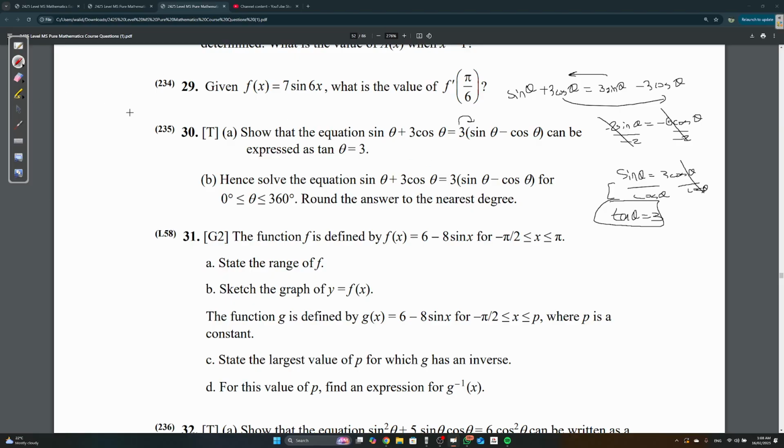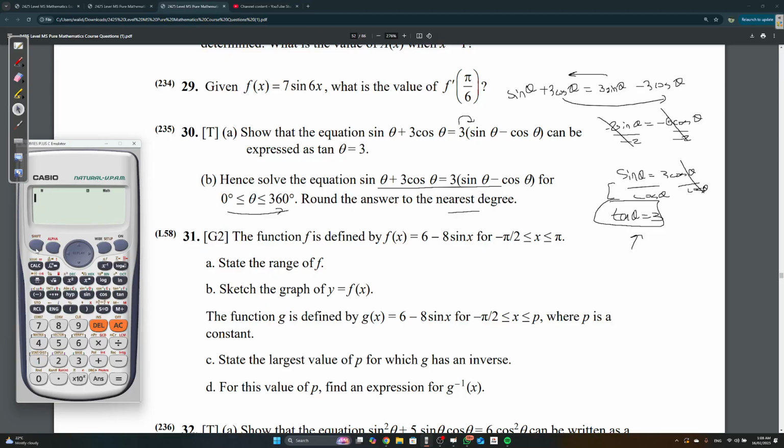Very easy. Hence solve the equation. Round the answer to the nearest degree. So basically we need to solve tan theta equals 3. What do you do? You take your calculator, shift tan of 3, in degrees. You get 71.6 degrees. To the nearest degree, theta is equal to 72 degrees.